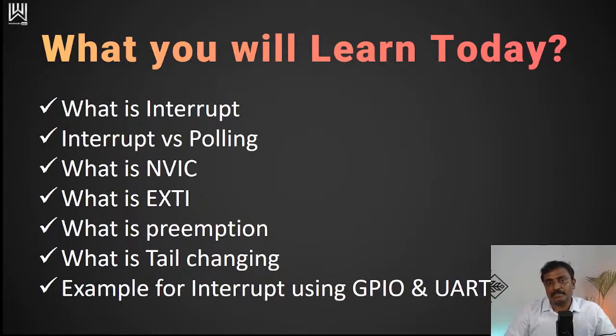One is the program for GPIO to generate interrupts using EXTI. The other is the UART interrupts. Whenever you receive data, an interrupt is generated. I'm going to use the same code which we have used in the previous program. Whenever data is received on the UART, we'll generate an interrupt and it goes to the interrupt service routine. These are the two programs we are going to cover today.